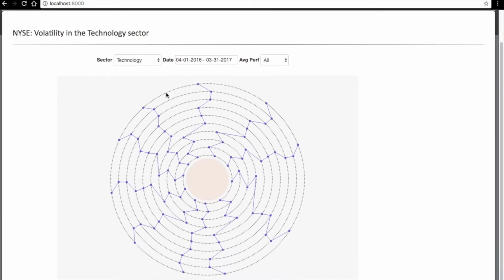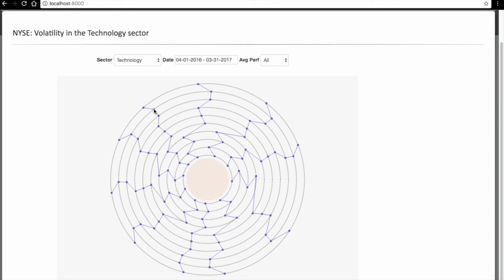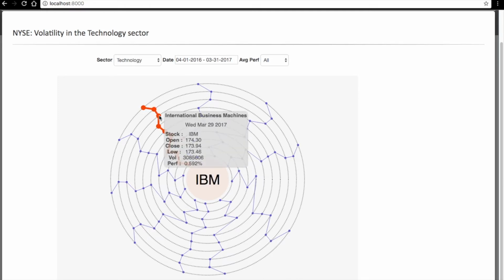Now, each ring here denotes a day and time, and these blue lines are nothing but performance fluctuations. I can hover anywhere on the blue lines and see what stock it belongs to and what was the opening price, closing price, and further details. The USP of this visualization is that it allows me as an investor to compare 10 different stocks in just one view, and on hover, I can see additional details.